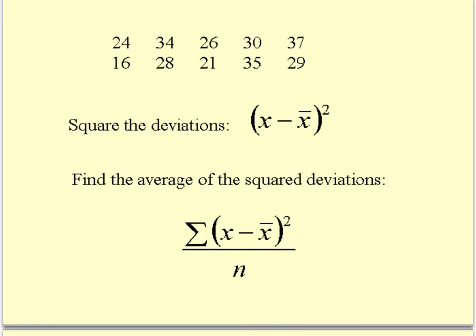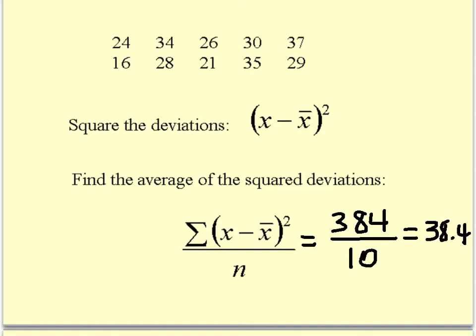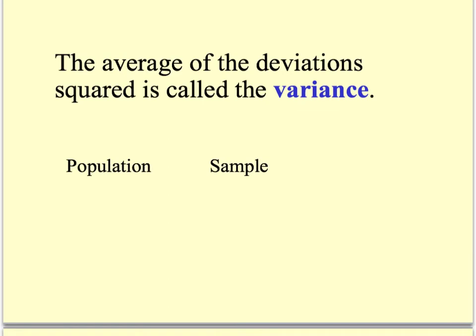Next, you would take the numbers that you squared, add them up, and divide by how many there are. And that's just finding the average of those numbers that you squared. And when you complete that task, you should get an average of 38.4. So the 38.4 is just the sum of the squared deviations divided by how many there are. It's just an average. The average of the deviations squared is called the variance.